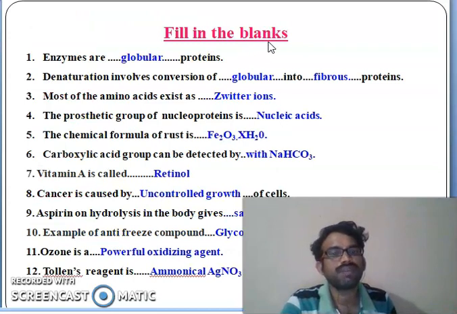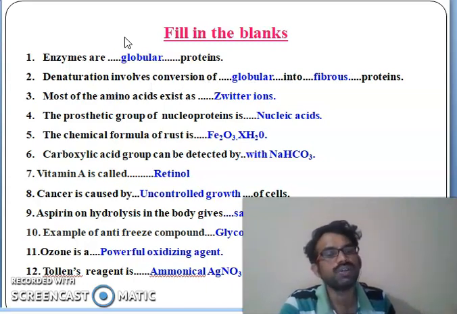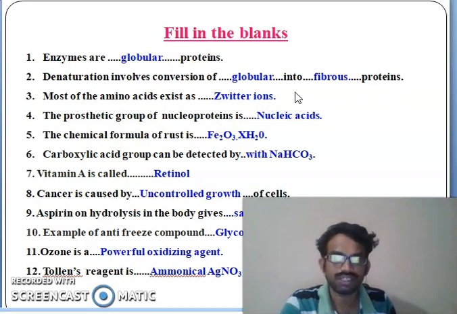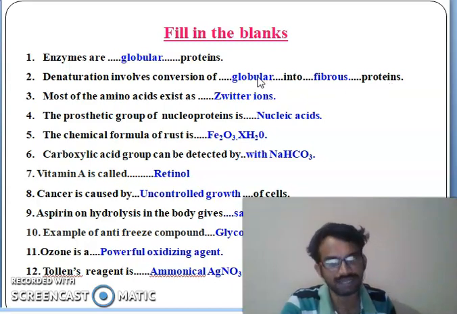Next, I have also mentioned some fill in the blanks here. Enzymes are all dash proteins. All enzymes are globular proteins. Protein denaturation involves the conversion of globular into fibrous protein, like globular proteins converting into fibers, once the protein goes into denaturation by various factors like temperature and chemical interactions. And most amino acids exist as zwitterions, which have positive and negative charge.